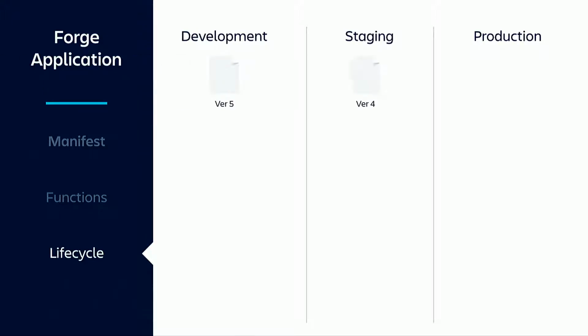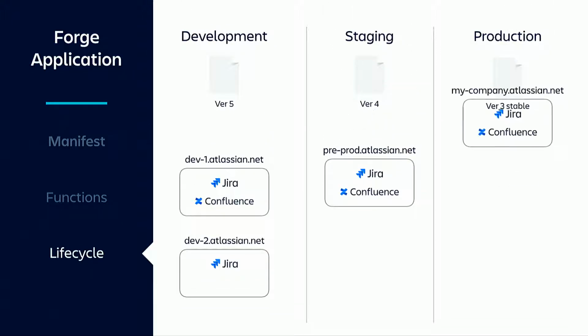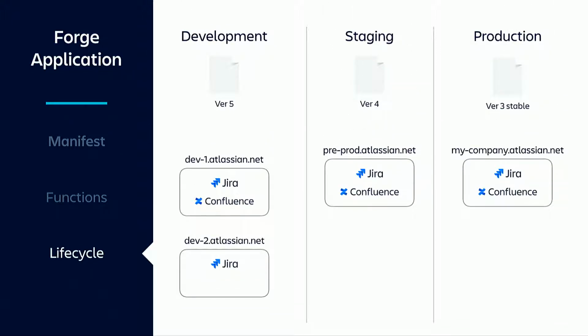So Forge provides three environments by default: development, staging, and production. Each of those environments can have different versions of your app deployed. Those environments can be associated with different sites. So if you deploy a new version just to the development environment, in this example, only Dev1 and Dev2 sites will be affected. And once you're happy with testing, you can promote your version to different environments. And as Tim mentioned during the keynote, you will also be able to create your own environments.